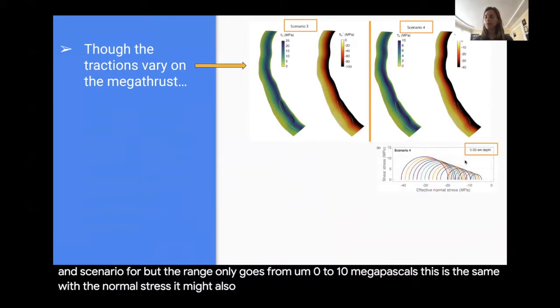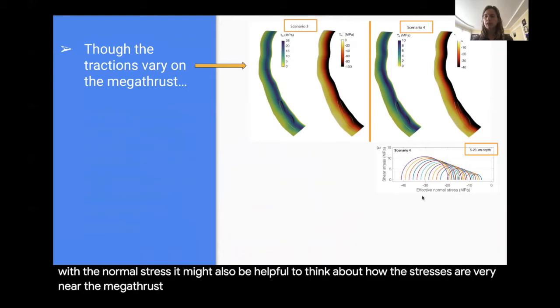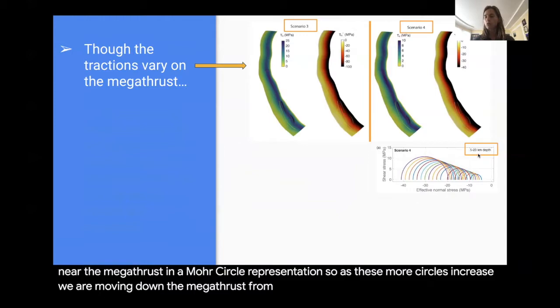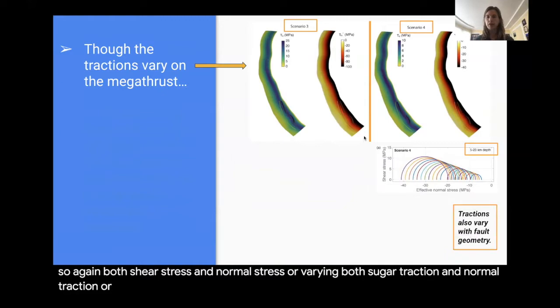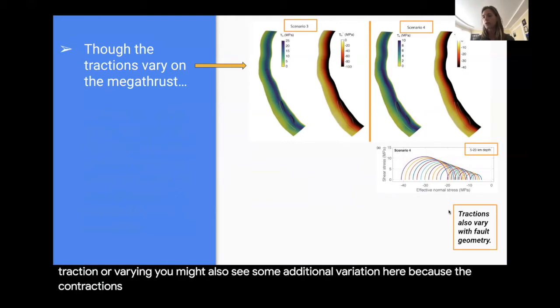It might also be helpful to think about how the stresses are varying near the megathrust in a Mohr circle representation. As these Mohr circles increase, we are moving down the megathrust from 5 to 23 kilometers depth. Both shear stress and normal stress are varying, both shear traction and normal traction. You might also see some additional variation here because the tractions also vary with the fault geometry, which is not planar.